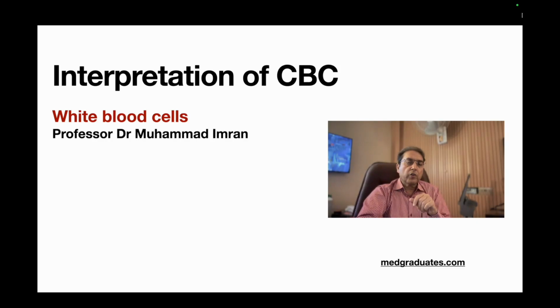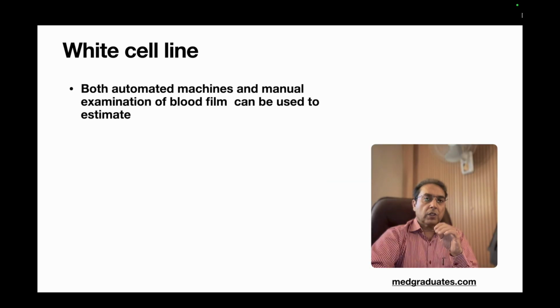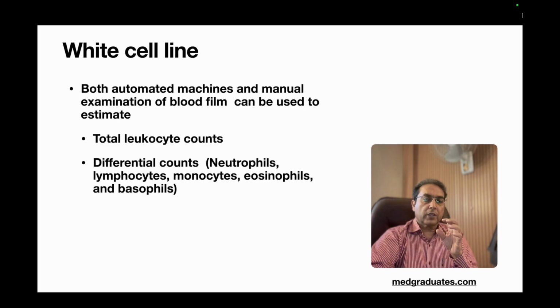Now in this video we are going to see the interpretation of the white blood cells seen in the complete blood count report. The white blood cells can be seen using automated machines, or they can be seen on a manual film examination, where we can see the total leukocyte count and the differential leukocyte count, that is, what are the different types of white cells like neutrophils, lymphocytes, monocytes, eosinophils or basophils that are present.